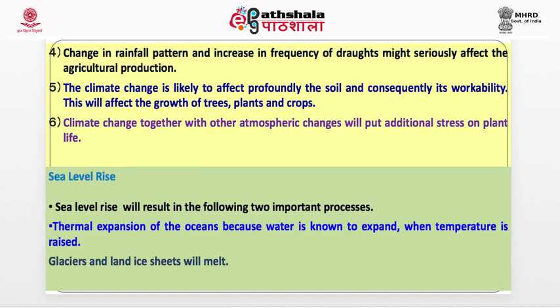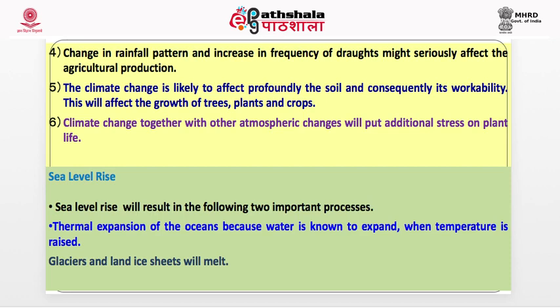Change in rainfall pattern and increase in frequency of droughts might seriously affect agricultural production. But the most difficult thing is, there will be change in rainfall pattern and change in the frequency of drought, but where and how? One cannot predict whether the rainfall will be more in Rajasthan or in Kashmir or in some other place. That is the pitfall of all environmental science, meteorological science.